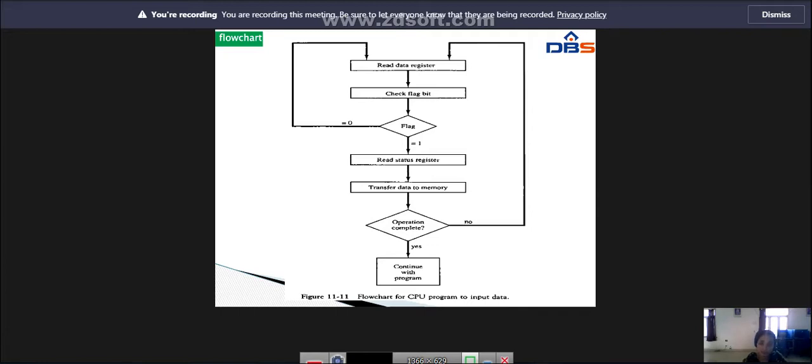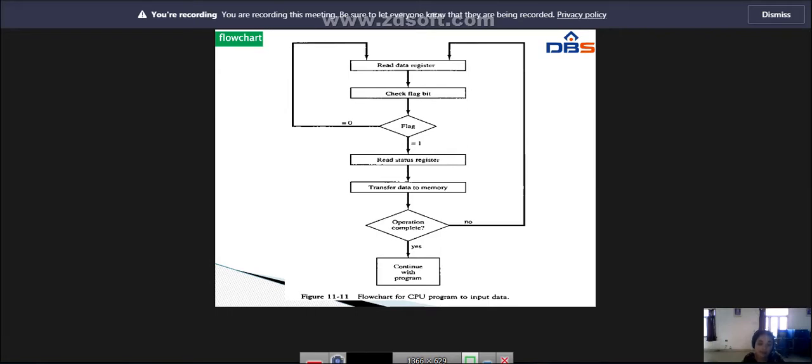It moves to the first step, that is, read the data register. If the condition is 0, it repeats; if the condition is 1, then it will read the status register in the interface, and it will transfer the data to memory. After reading the status register, the data will be transferred to the memory.